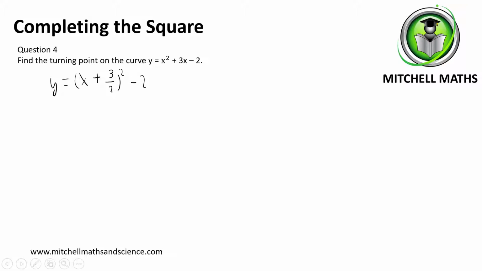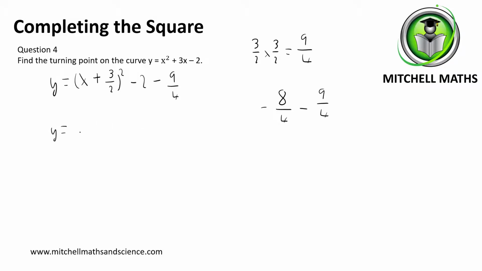Minus 2. And if we think about it, 3 over 2 squared would be, well, if we times fractions, we just times the top and bottom by each other. So 3 over 2 squared would equal 3 times 3 is 9, 2 times 2 is 4. Therefore, it would be 9 over 4. And we can just take it away from 2. And 2, if we write that as a fraction, that would be 8 over 4, because it's 2 whole ones. So we've got minus 8 over 4 minus 9 over 4.